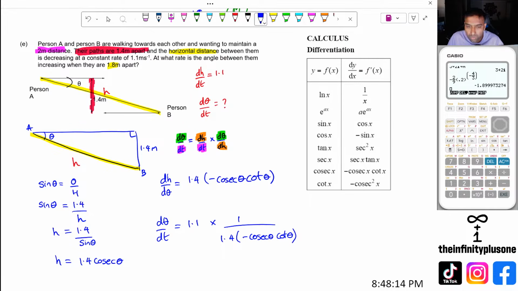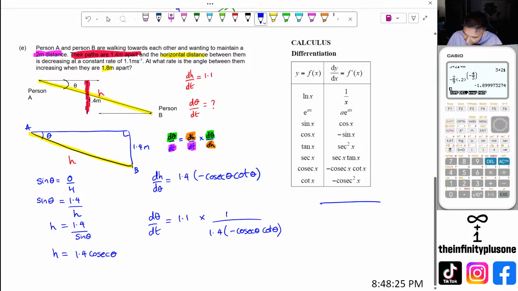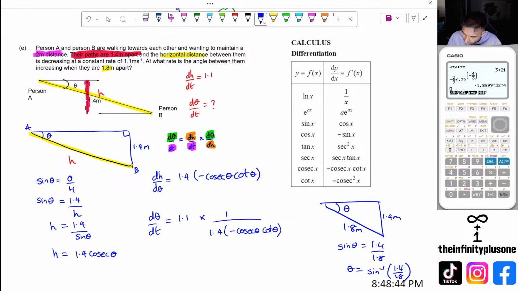Now, the problem is we don't actually have theta. What we have is the yellow part, which is 1.8 meters apart. So we're looking at that point. In other words, we need to go back to our sine rule because we need to figure out what theta is when this is 1.8 meters. So sine theta is equal to 1.4 over 1.8. Then theta is equal to sine inverse of 1.4 over 1.8.